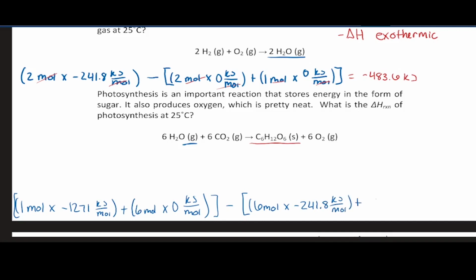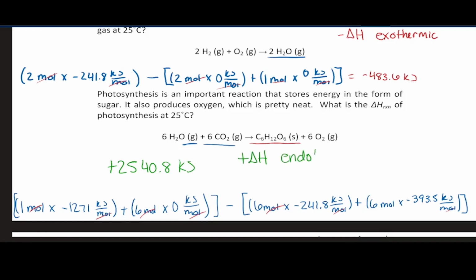And we'll add that to our carbon dioxide, which has a number of negative 393.5 kilojoules per mole. And what we'll see again is that our units will cancel. And now we end up with an enthalpy of positive 2,540.8 kilojoules. So as we can see, this is a positive delta H, so our reaction is endothermic.